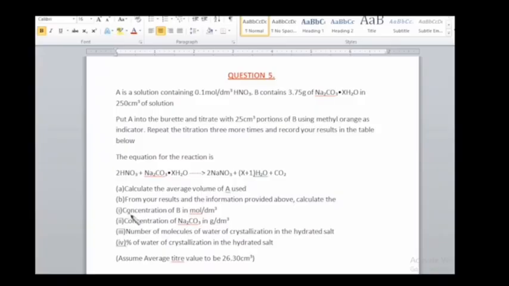The first question is to calculate the concentration of B in mole per dm cube. The second one is the concentration of sodium trioxocarbonate in grams per dm cube, that's the mass concentration. Third, the number of molecules of water of crystallization in the hydrated salt. And fourth, the percentage of water of crystallization in the hydrated salt. For this one, we are going to be using 26.30 as our average titre value.